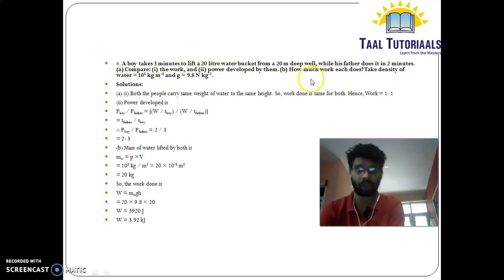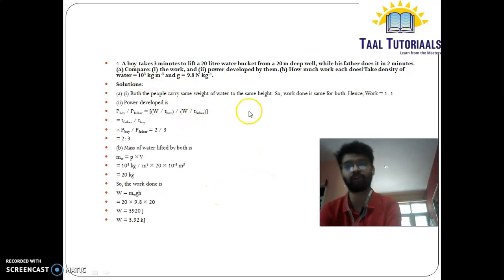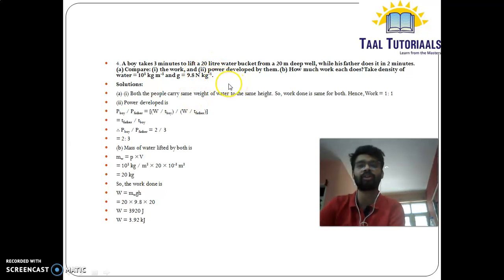And second is how much work each does, where density of water is equal to 10 to the power 3 and gravitation is equal to 9.8 Newton per kg. As both people are carrying the same weight of water to the same height, the work done is equal for both. So the comparison will be 1:1. Power: the father has completed in 2 minutes, the son has completed in 3 minutes. So there will be 2:3.